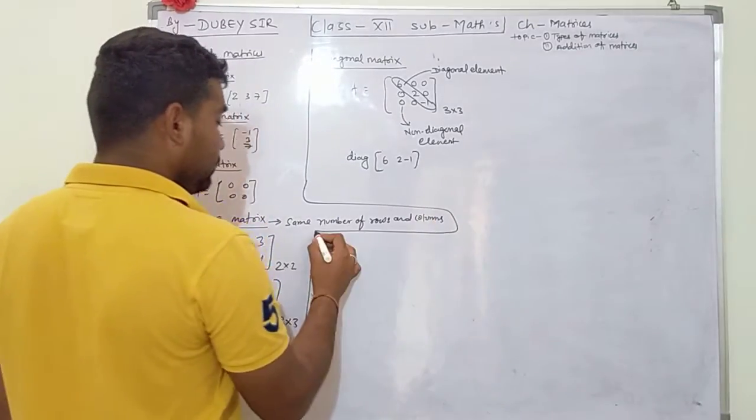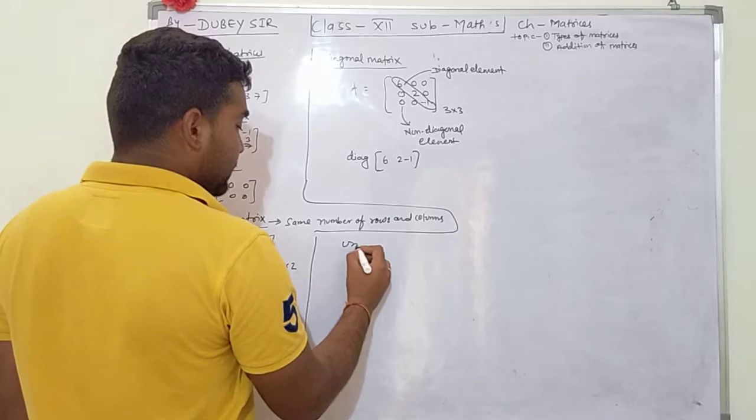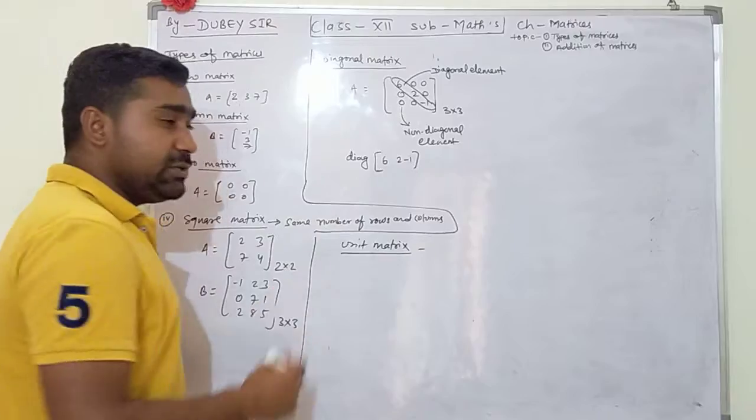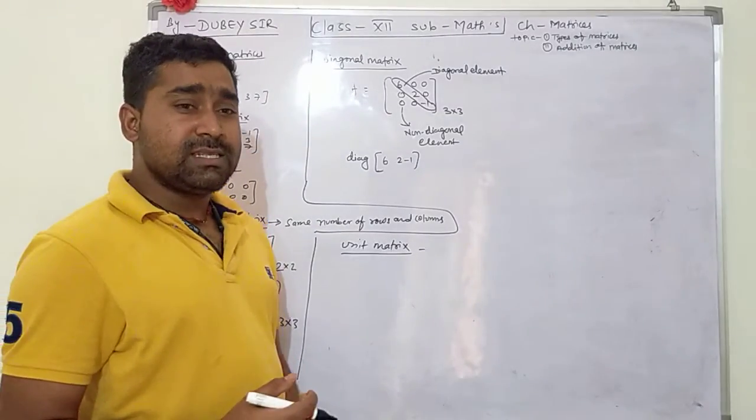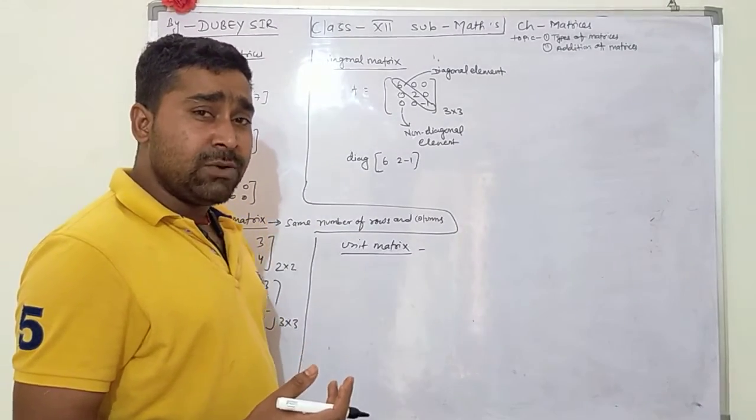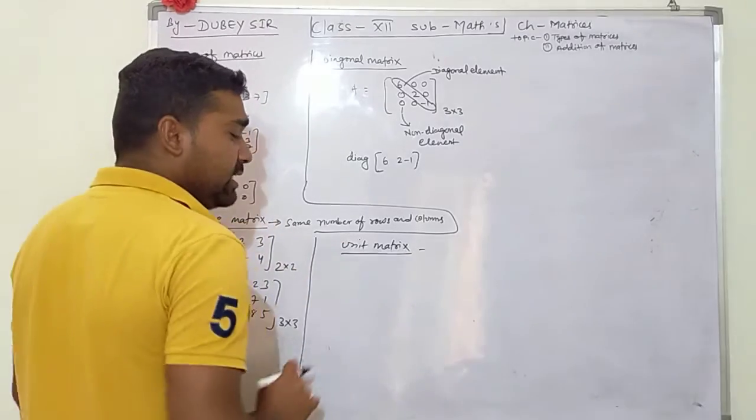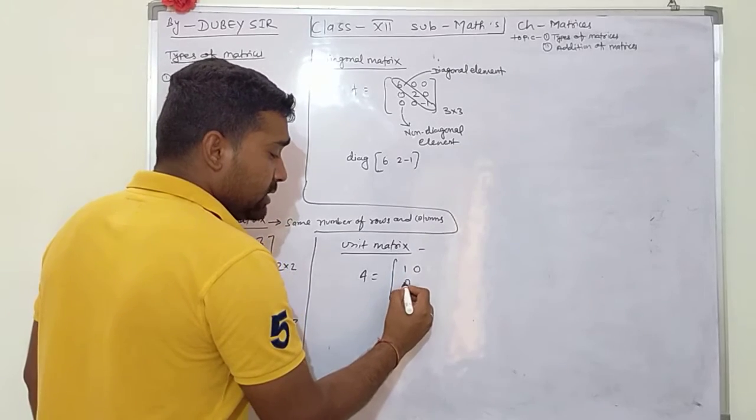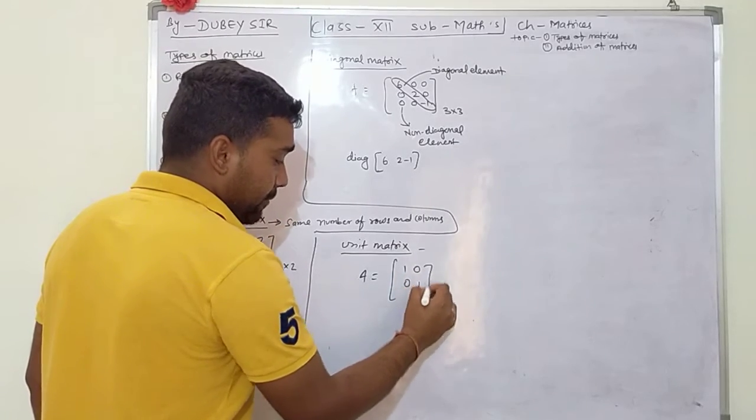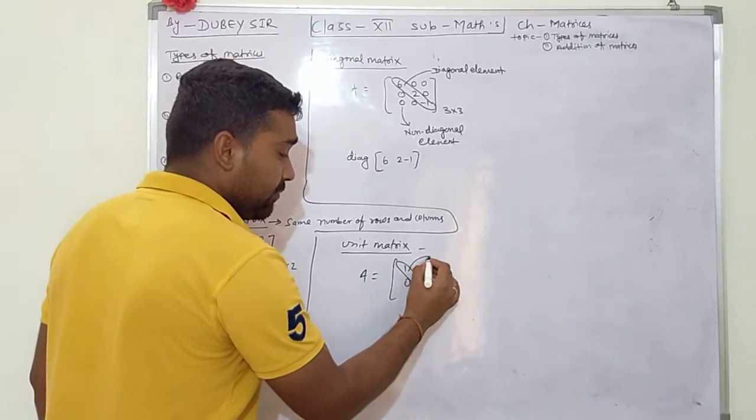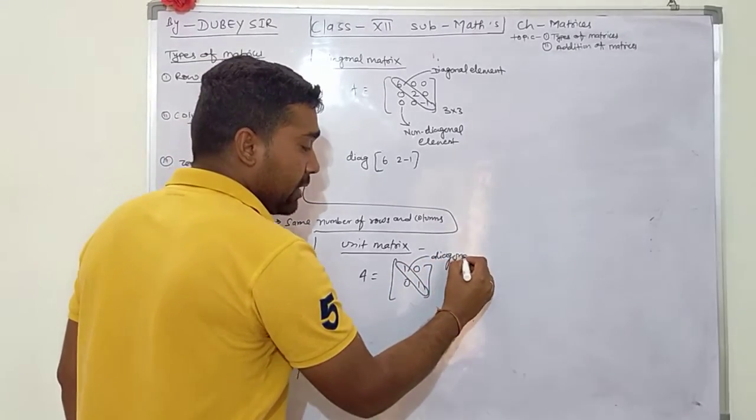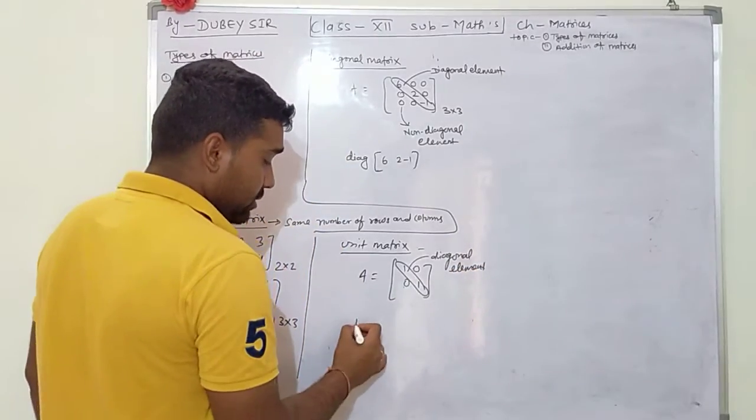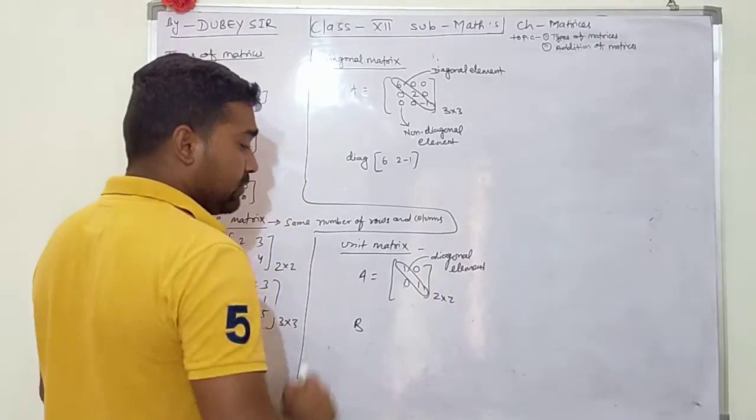Next, unit matrix. What is a unit matrix? A square matrix in which non-diagonal elements are 0 and diagonal elements are 1 is called a unit matrix. For example, 1, 0, 0, 1. These are diagonal elements, and these 0s are non-diagonal. And this is of order 2 by 2. Therefore, it is a square matrix.